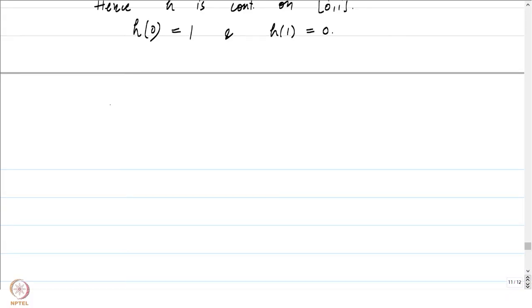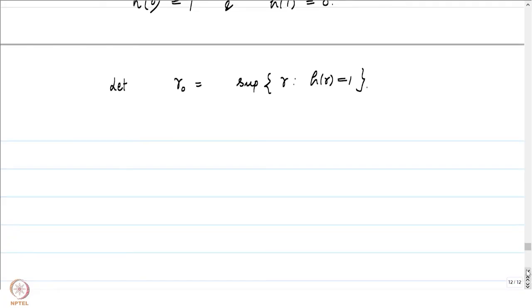Let us pick R naught to be the supremum over all R such that H of R is equal to 1. It can happen that H of R takes the value 1 multiple times, but we can pick the supremum over all such values R naught, and H of R naught in particular should be equal to 1 by continuity of H. Also, you can check by the intermediate value theorem that H of R will be strictly less than 1 for R greater than R naught. That's something which you should sit and check. I told you why it will be the case.